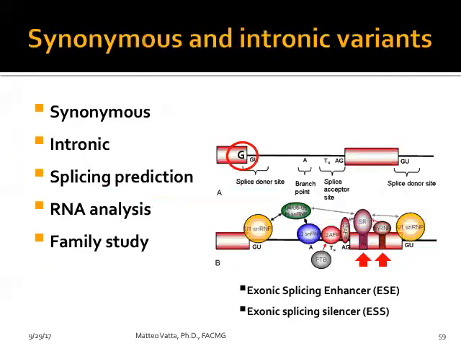The other point that I wanted to point out is the branch point. There have been a few branch point changes identified that are very well-known causes of disease in different types of diseases, arrhythmia or breast cancer and so forth.